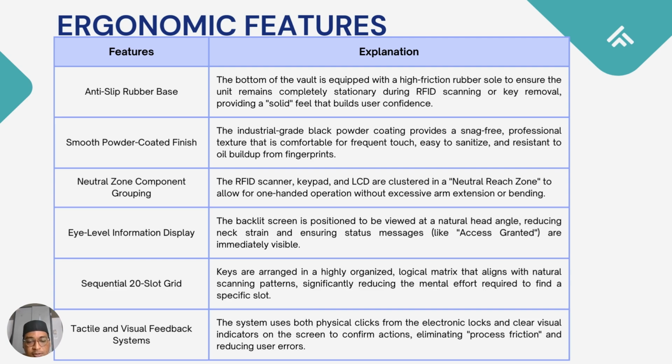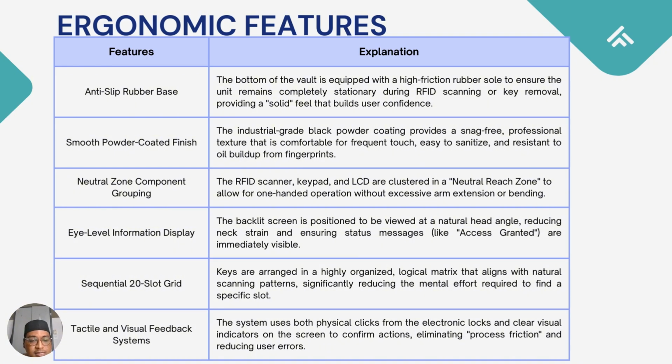So another important ergonomic feature is the sequential 20 grid slot layout. You know, there's 20 light boxes for the keys. So the keys are arranged in a logical matrix pattern. This layout aligns with the natural human scanning behavior, typically from left to right or top to bottom. Because of this structured arrangement, users can quickly identify their assigned slot without having to search randomly. So this reduces the mental effort and improves overall workflow efficiency.